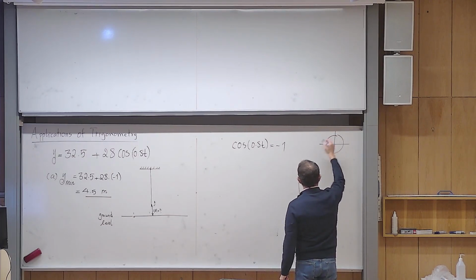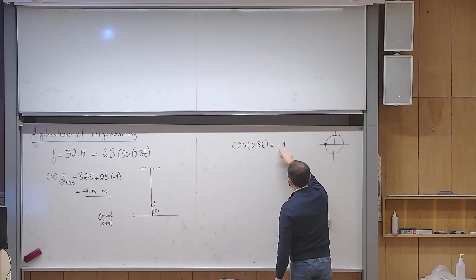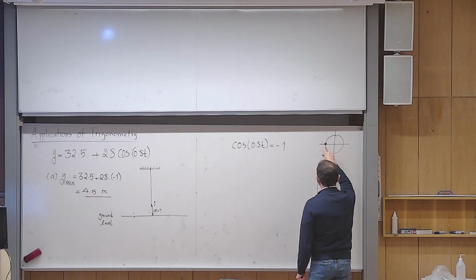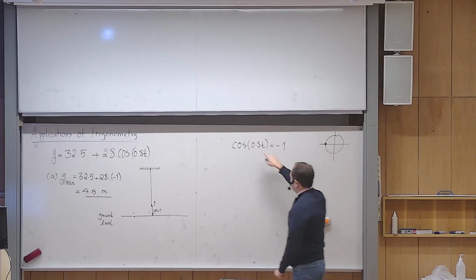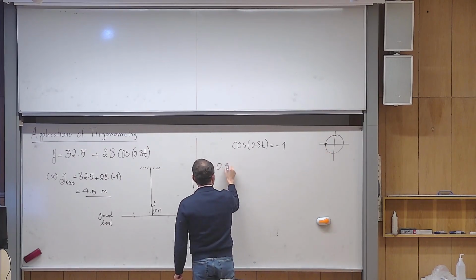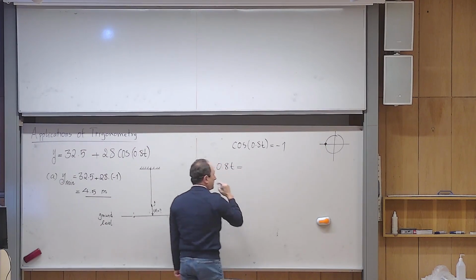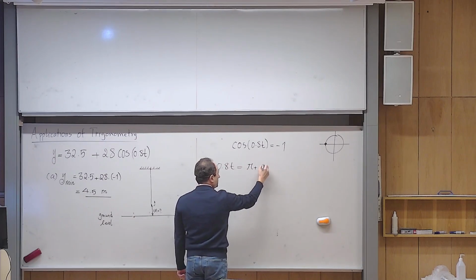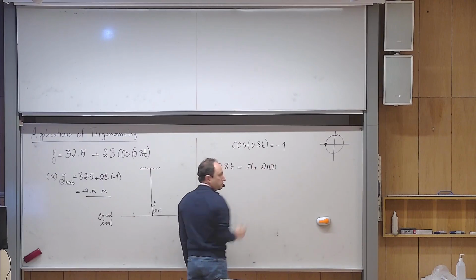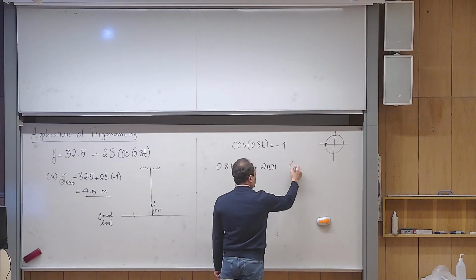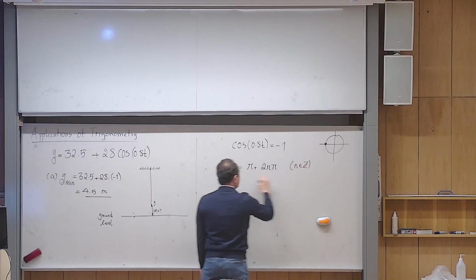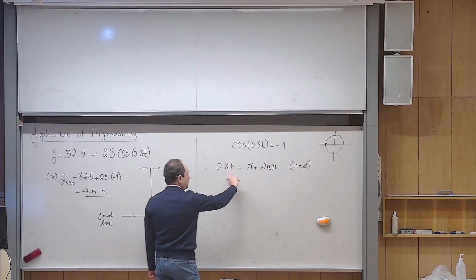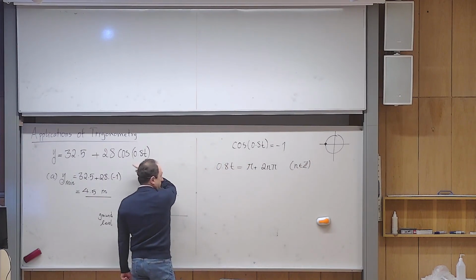So here, minus 1. Cosine is the x-coordinate. It is supposed to be minus 1. There is only one single point, and that is here. So this means that 0.8t should be pi, but not only pi, 2n pi should also be added, and then n belongs to Z.